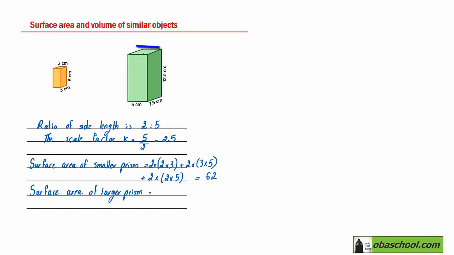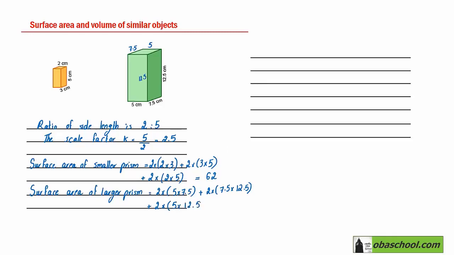In such a case, we would be working on every face. Starting off with the top face, you have both 5 times 7.5, all multiplied by 2. In addition to that, moving on to the second face, which is on this side right here, we would be working with 7.5 and 12.5. So 2 into 7.5 multiplied by 12.5. In addition, the final face, which is the front face, has dimensions of 5 and 12.5. So 2 into 5 times 12.5, and that, with a final answer, would be 387.5.